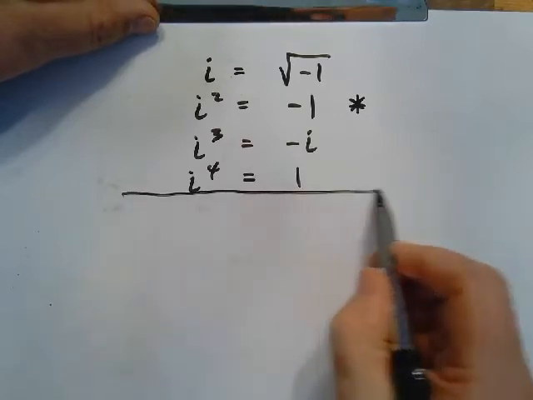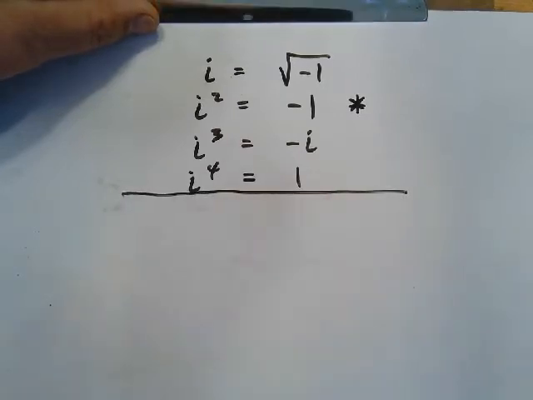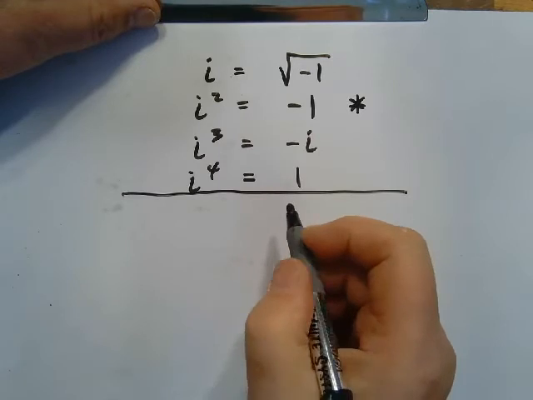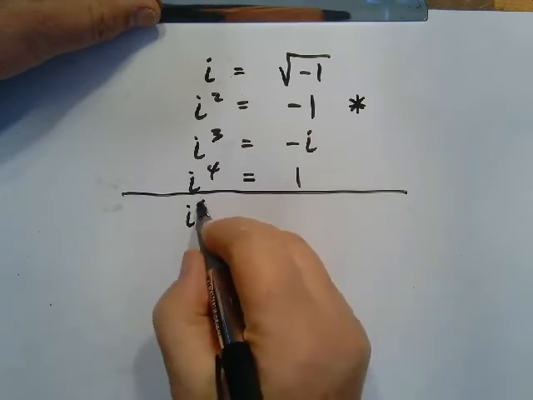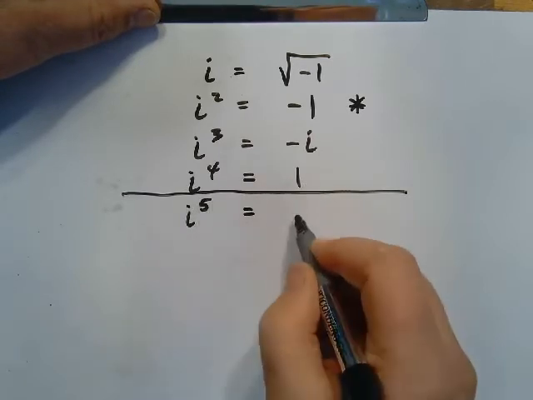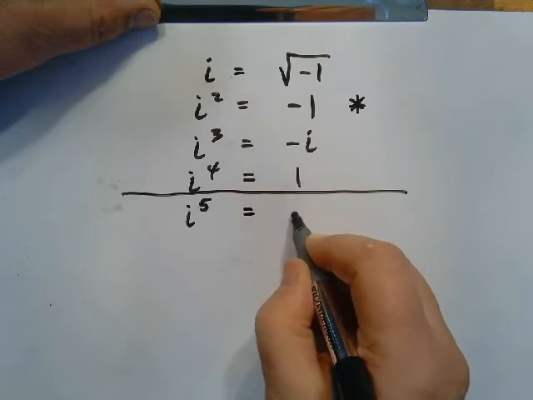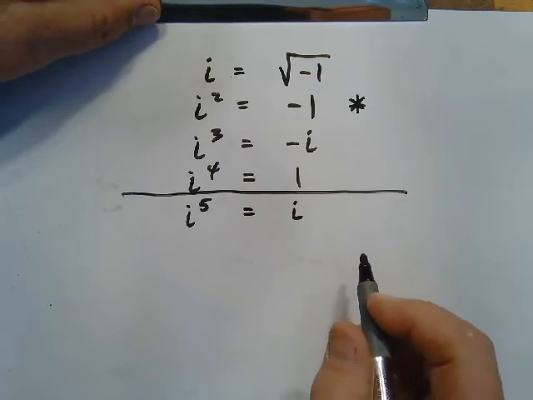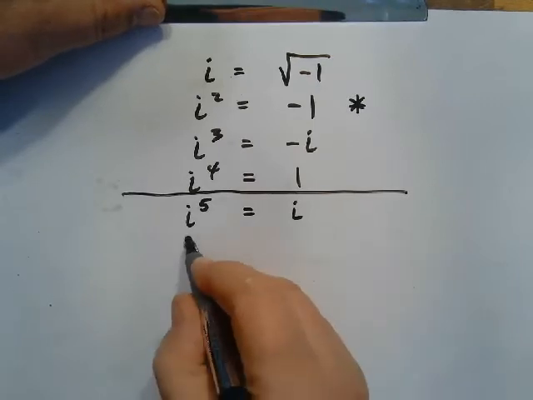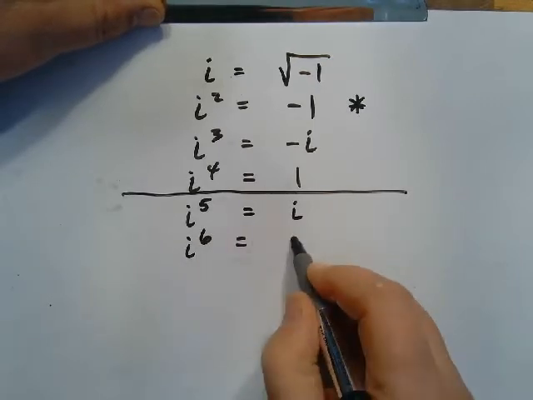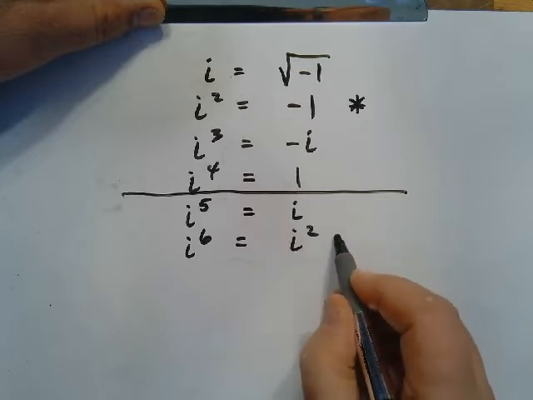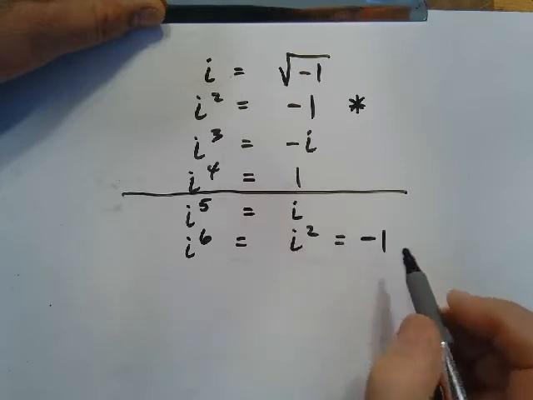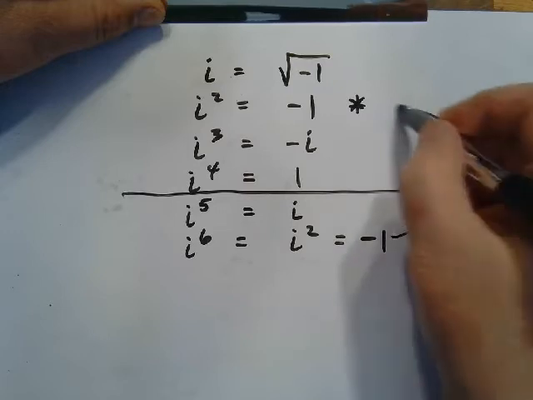Now what happens if we go a little farther? Let's multiply both sides by i again. I would get i to the 5th equals 1 times i, or i. What if I multiplied both sides by i again? I'll get i to the 6th equals i squared, which is equal to -1 by our definition here. See, it's the same as this one.